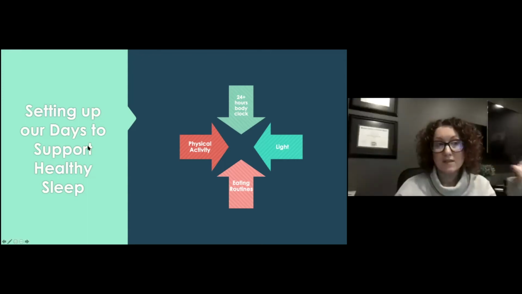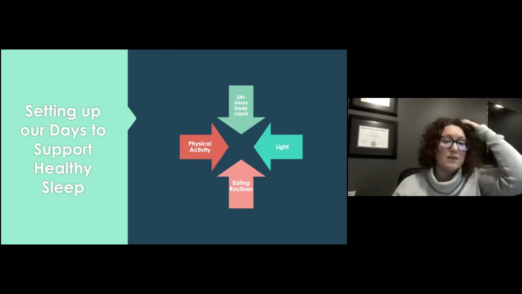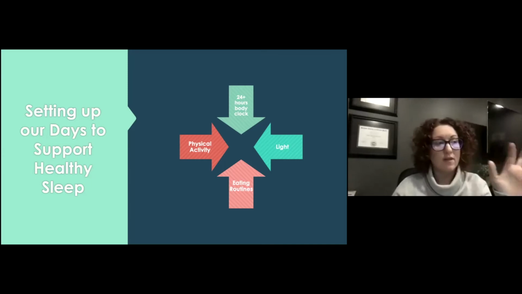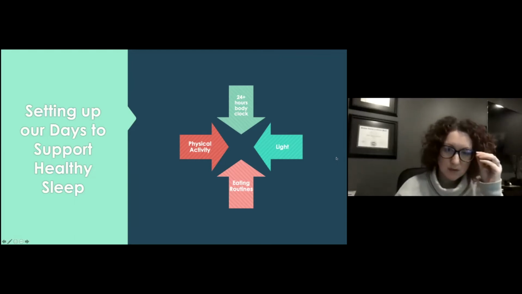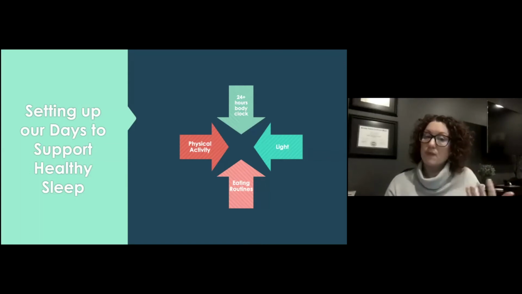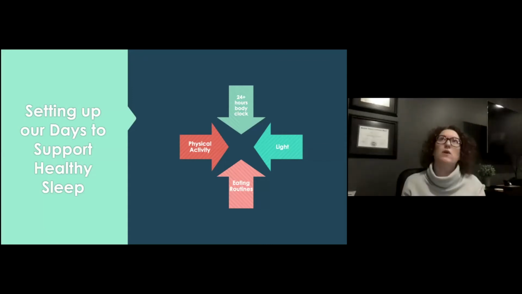So setting up healthy sleep is really important. And there's some main areas that we look at when we talk about healthy sleep and sleep hygiene. One is making sure that your circadian rhythm is really healthy, and we've talked about that. Physical activity is a really important component of healthy sleep. So making sure you're physically active in the day, and active to the point where your heart rate's up. Light is huge. That is what controls our body clock, is light.